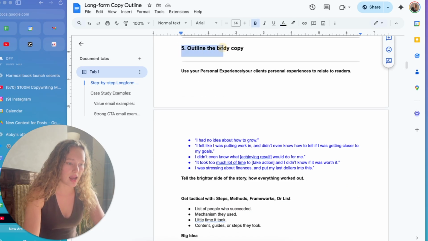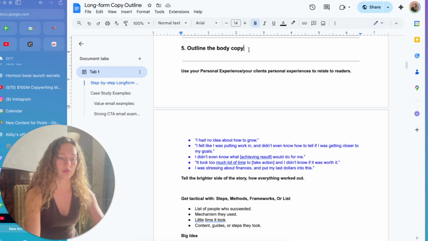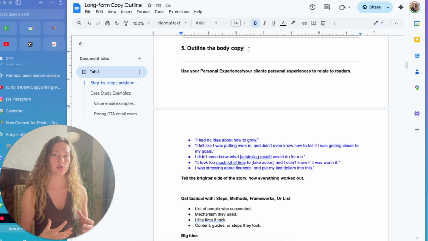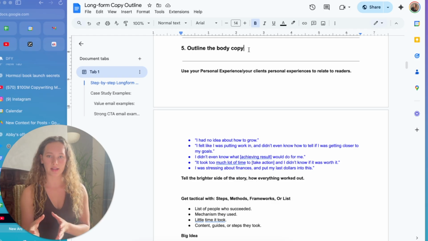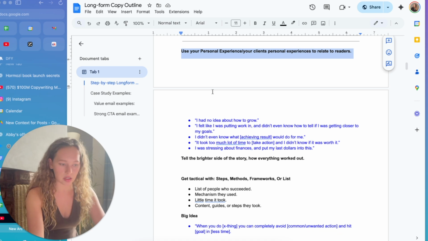All right. Now, next step is you're going to outline the body copy. And you can outline the body copy before you're completely sold on your hook, or completely sold on your angle even. You can actually outline everything and then come back to it and insert that unique angle, fill out the gaps in the story, and create a hook that's going to get people to read the rest. But this is where you're going to use your personal experience or your client's personal experience to relate to readers.